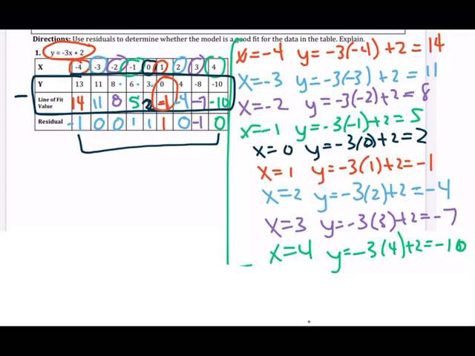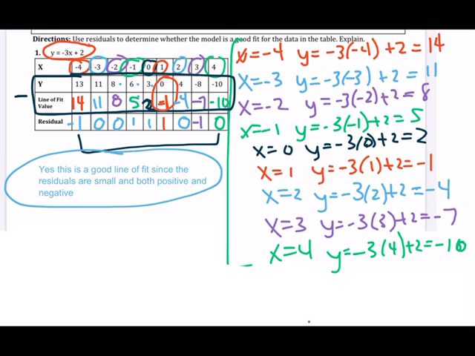We're looking for numbers that are small and both positive and negative. Well, I have 2 negative numbers and 3 positive numbers. The other 4 values have a residual of 0, which means they're actually on the line. So this question is asking us, is this a good line of fit? And the answer is yes, this is a good line of fit. The reason is that the residuals are small and they are both positive and negative. They're pretty evenly distributed between positive and negative numbers.